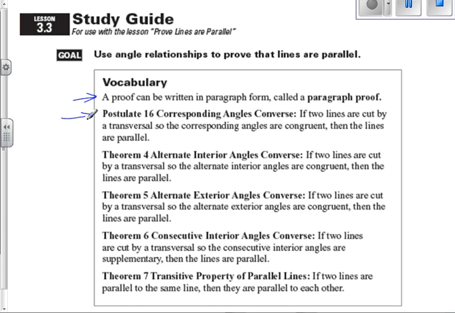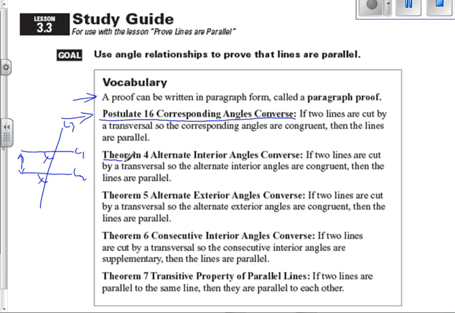If I look at Postulate 16 here, it's the corresponding angles converse. If two lines are cut by a transversal so that the corresponding angles are congruent, then the lines are parallel. What they're saying is I have two lines, line 1 and line 2, cut by a transversal, line 3, and if the corresponding angles are congruent, then line 1 and line 2 are parallel.